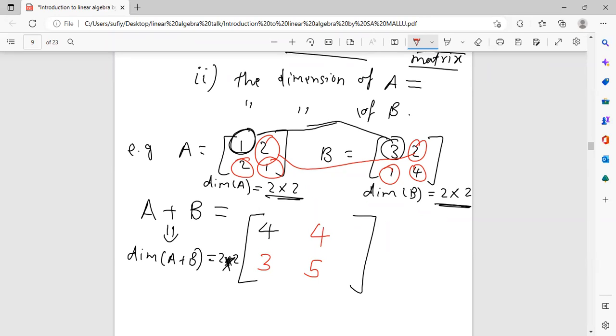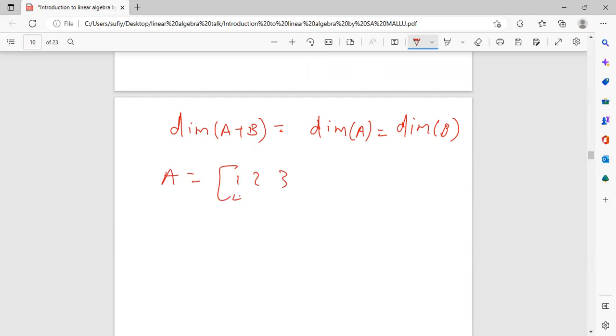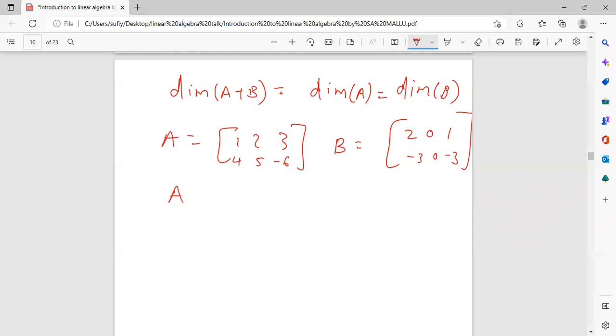Due to the time limit, let's just look at one last example, and then I'll be done for the day, okay? Let's look at that quickly as well. As we recall, the dimension of A plus B is the same as the dimension of A, which equals the dimension of B. Let's do a quick example here. A is 1, 2, 3, 4, 5, minus 6. B is 2, 0, 1, minus 2, 0, minus 3. Now if I ask you, A plus B, guys.